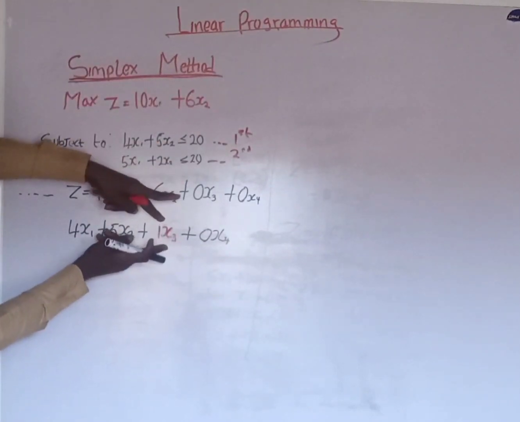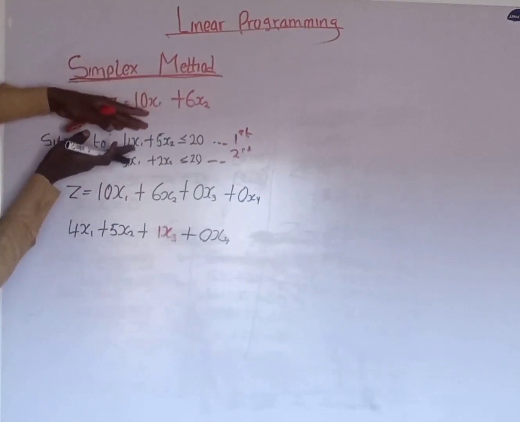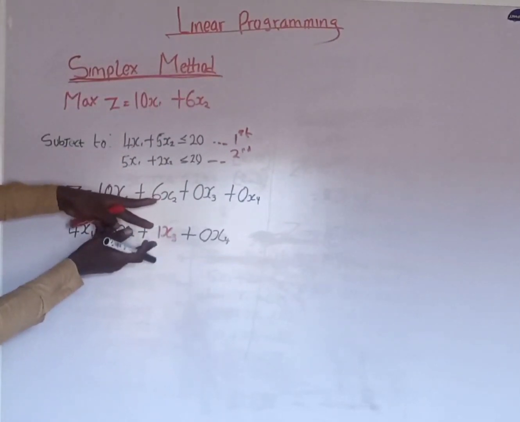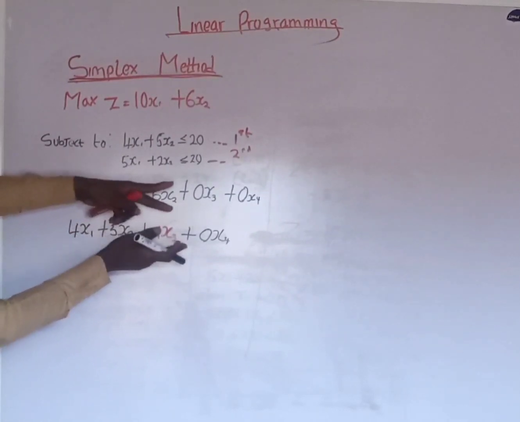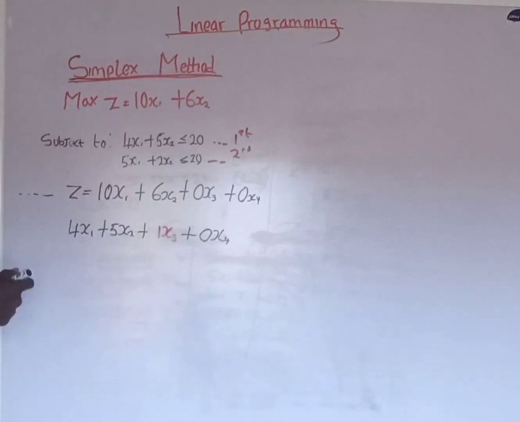These constraints and this slack variable belong to the first constraint. That is the reason why you cannot assume a neutral figure, which is 0. So I make it 1. Now for the second constraint, the value of the second slack variable will also be 1, while the other will be 0. That's what I'm going to do now.